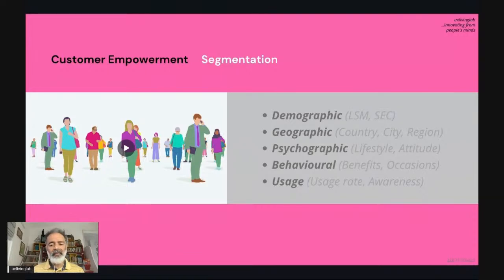Then after psychographic, behavior. There are benefits and occasion. What are the types of occasions the customer will use your product, or what are the benefits the customer is looking for? There's value for money or reliability, different benefits they are talking about. That's the behavior of the customer. Then usage: a heavy user, light user, etc. So these five angles of segmentation give a 360-degree view of segmentation of customers: demographic, geographic, psychographic, behavior, and usage.